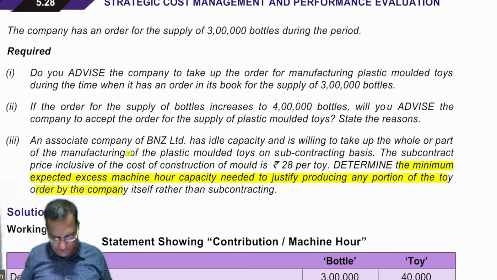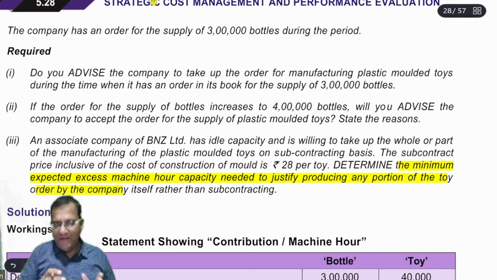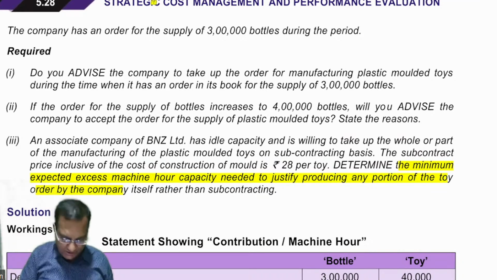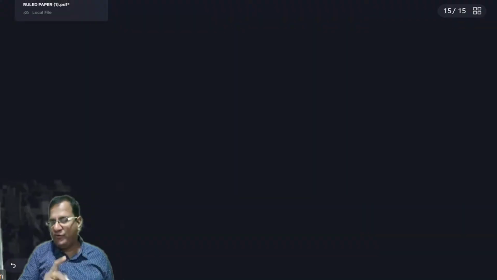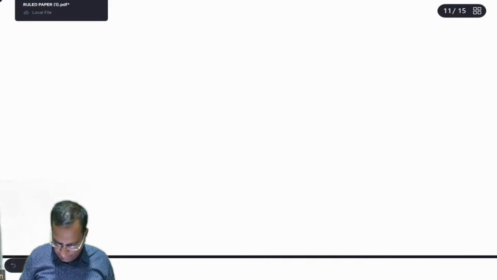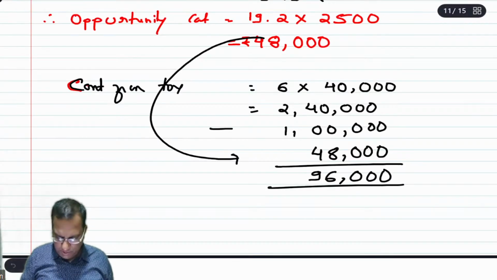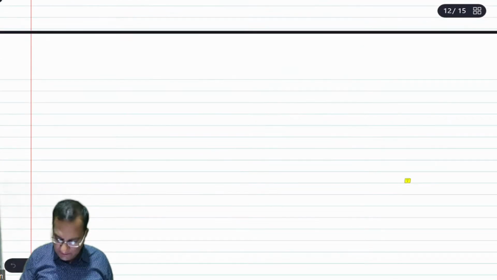Okay, beta. So let's start. See, the benefit of manufacturing is that the variable cost is less. If you prepare a chart about subcontracting and manufacturing, what will be the outcome?